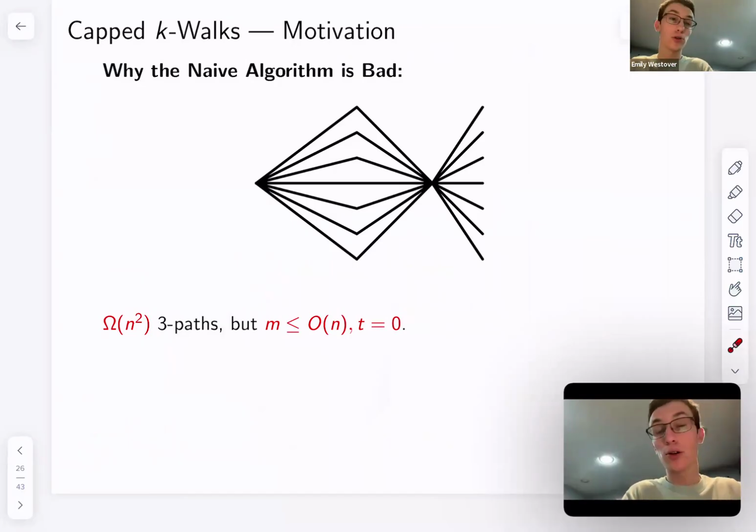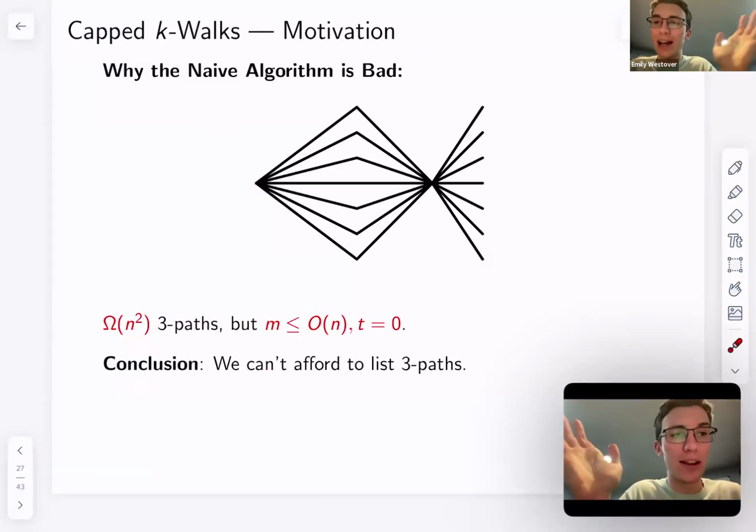Specifically, what goes wrong is there are some graphs where you have a large number of these 3 paths, but you don't have enough edges and/or cycles to pay for it. So specifically, here's a graph which is very sparse, has no 6 cycles, but it has a ton of 3 paths. So we can't afford to list 3 paths if we want the running time that we said we wanted.